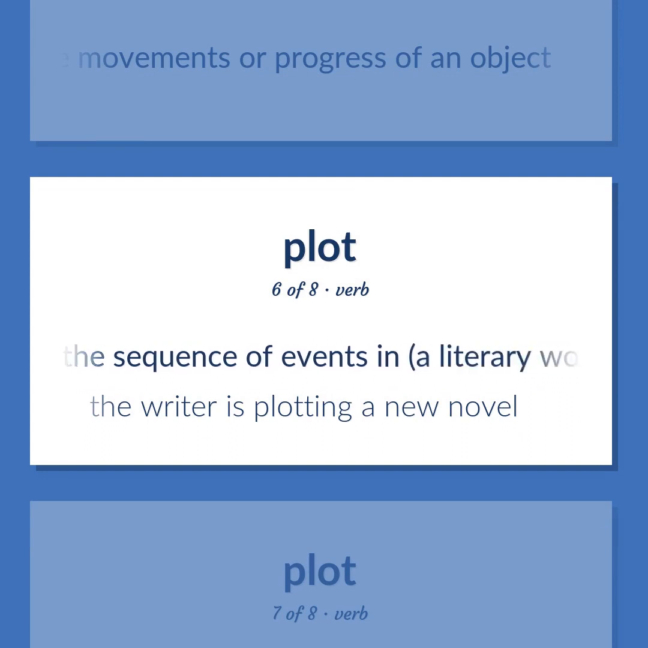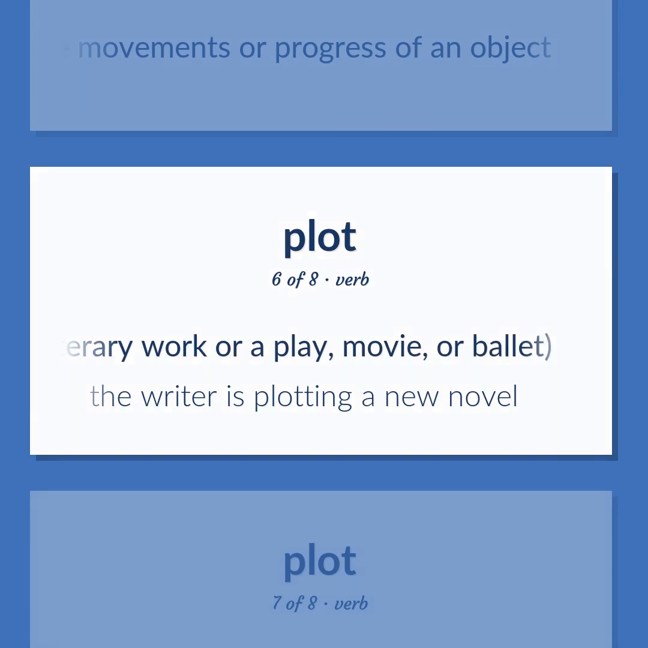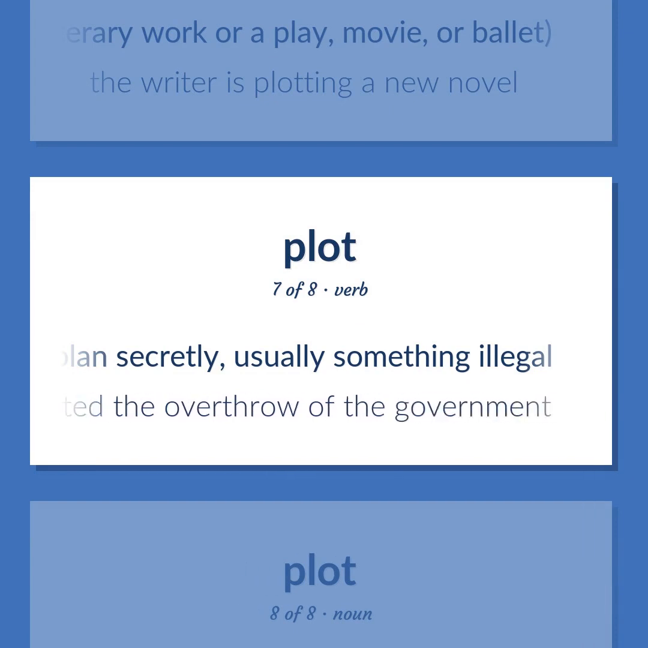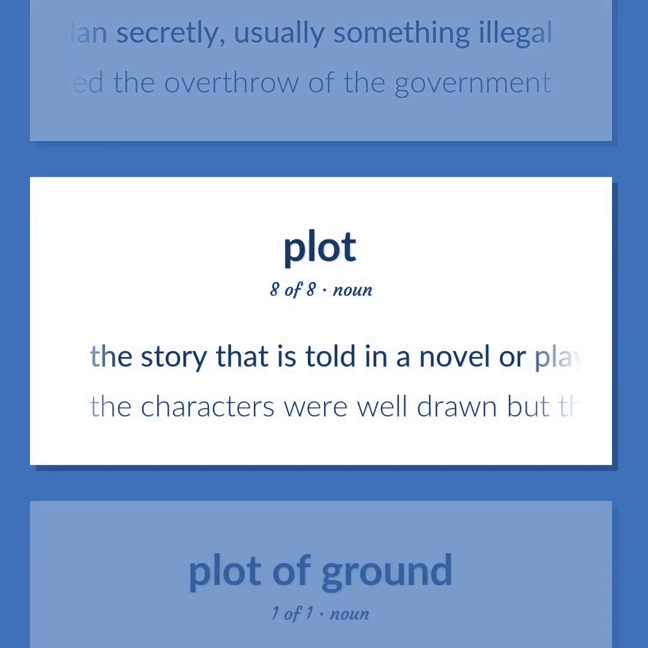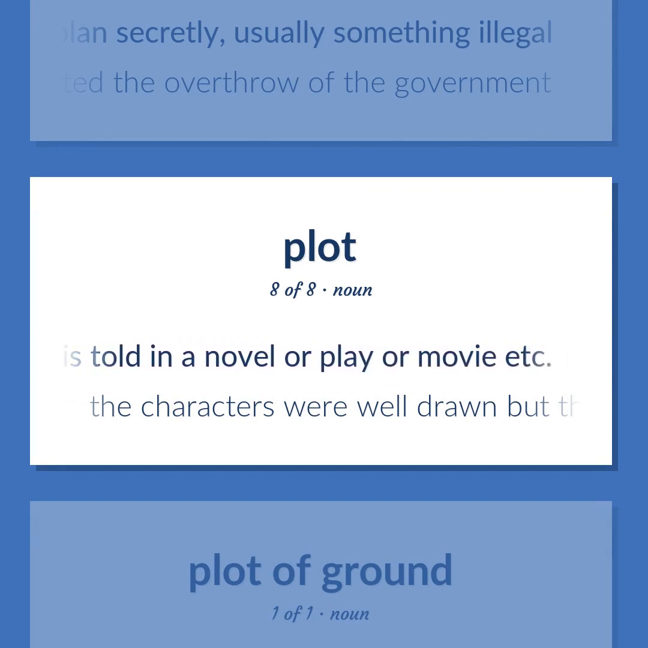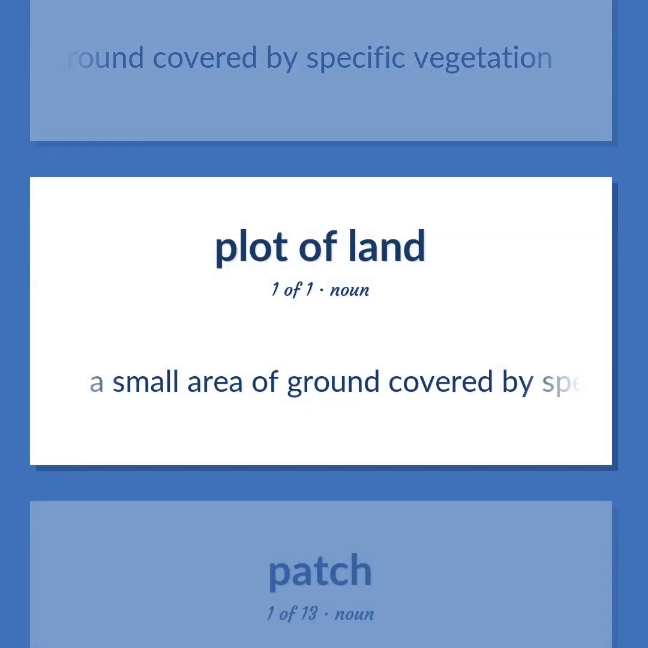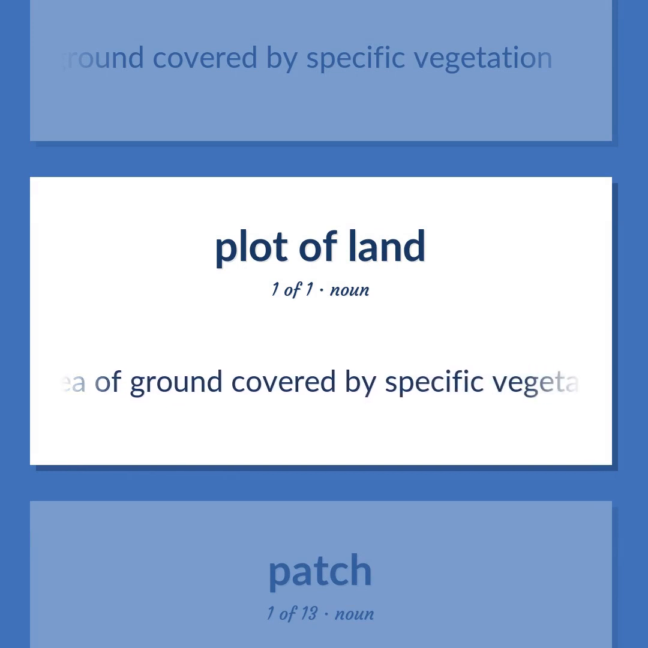Devise the sequence of events in a literary work or a play, movie, or ballet. The writer is plotting a new novel. Plan secretly, usually something illegal. They plotted the overthrow of the government. The story that is told in a novel or play or movie. The characters were well drawn but the plot was banal. A small area of ground covered by specific vegetation.